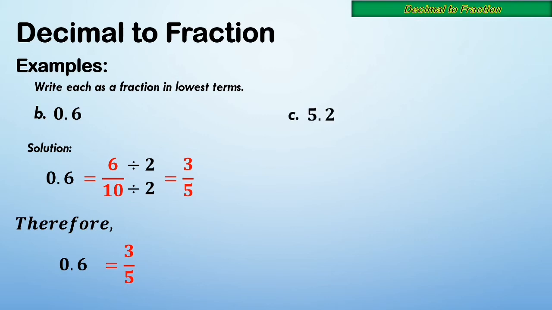Another example. 5 and 2/10. Okay, or 5.2. Change to fraction form. Ito naman, this would be our solution. 5 is the whole number. Then 2 is the tenths place. Therefore, 2 over 10. It becomes a mixed fraction. Now, ano yung common ni 2 at saka ni 10? Numerator and denominator lang. Huwag natin pakialaman si whole number.